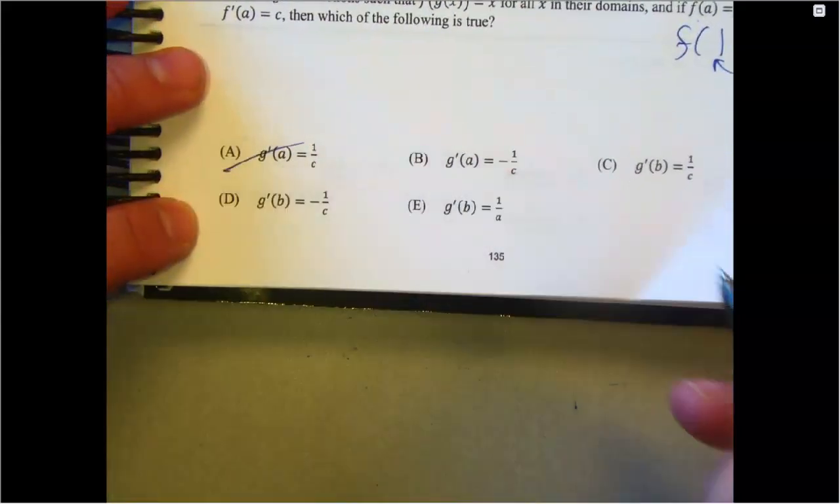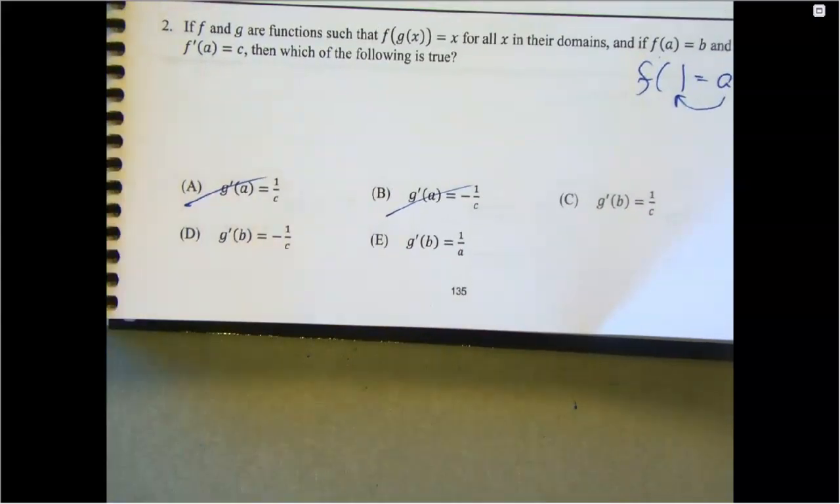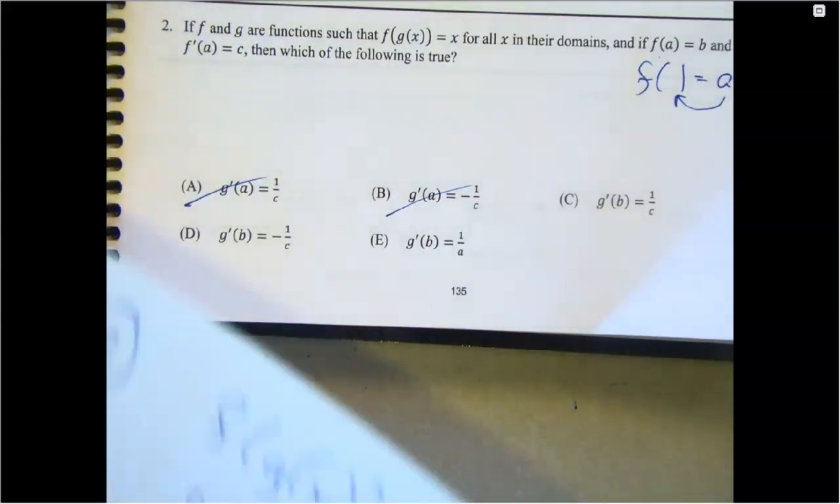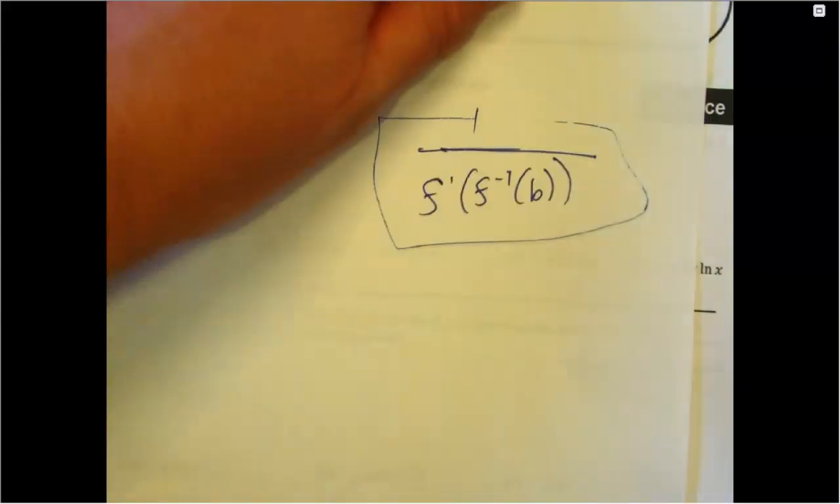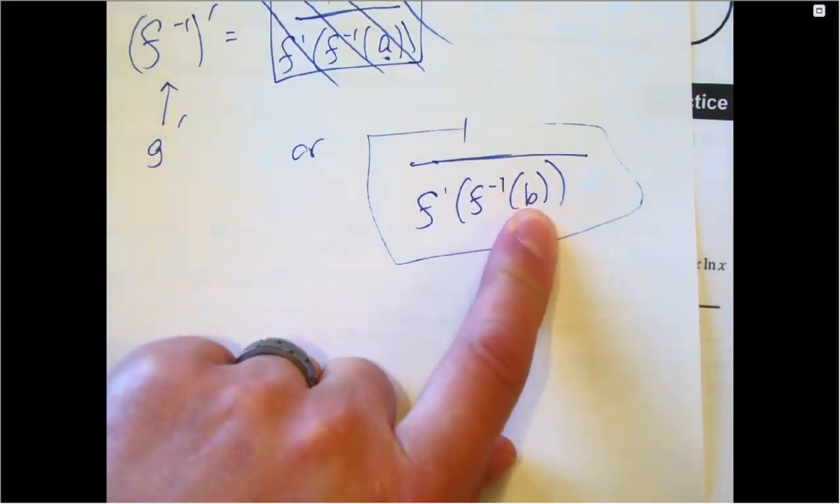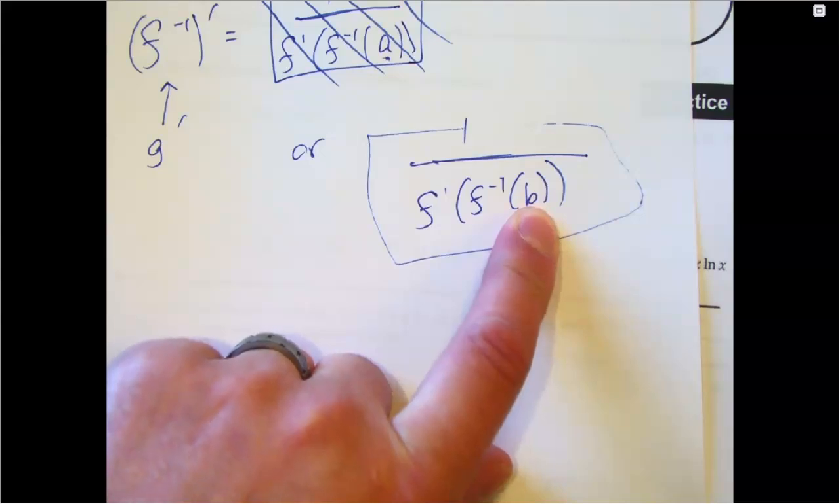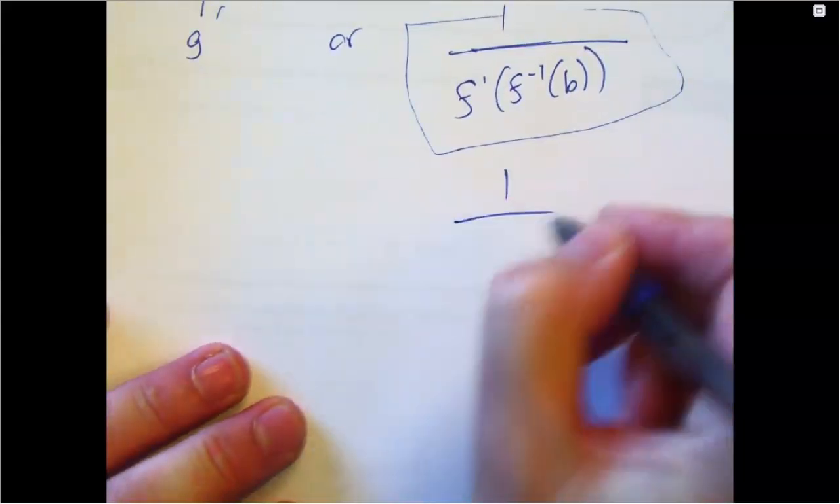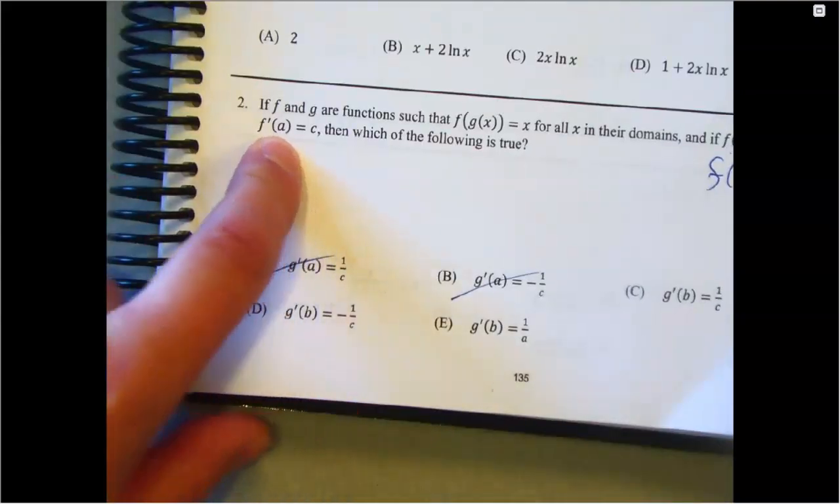Which means it cannot be A or B, because those used A when you plugged in. So I'm going to plug in B. So 1 over f prime of f inverse of B. So f inverse of B is like, they're giving you the y value, it's inverse, take the x value. So this is now 1 over f prime of A. And then you'll notice it kind of lines up with the problem because they just told you what f prime of A is. f prime of A is C.